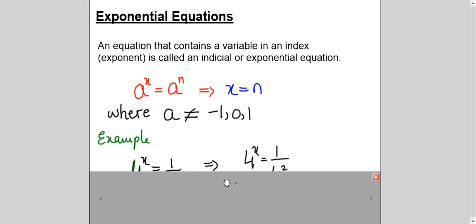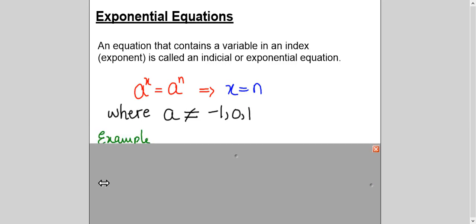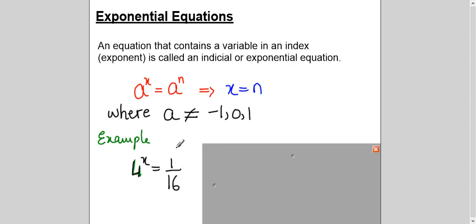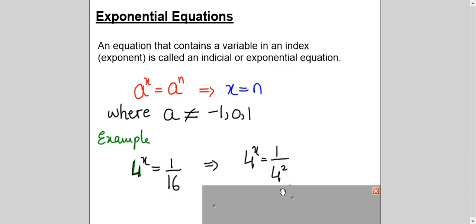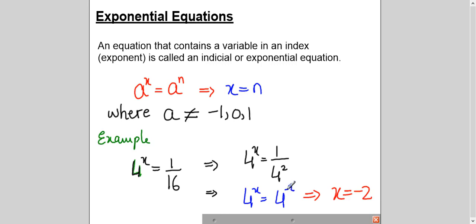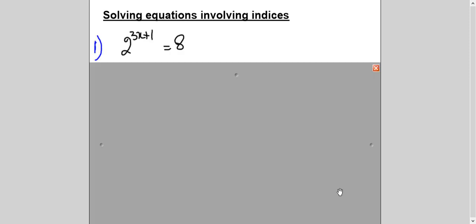Now let's see an example. For example, this equation is given to you, 4 power x is equal to 1 over 16. So you have to try to make the base the same and bring it into the numerator. Now we know 16 can be written as 4 square, right? According to the law of indices, if you take it up, it will become 4 power minus 2. And the base is the same, so powers will be equated and you will get the value of x, which is minus 2. So let's begin with the questions now.